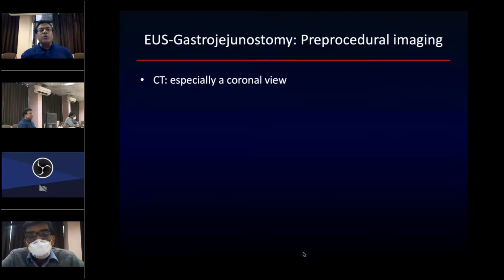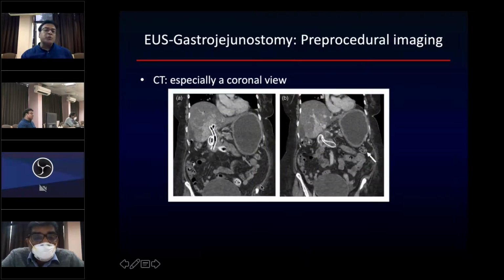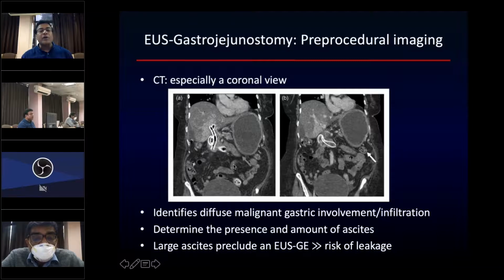So before we resort to EUS-guided gastrojejunostomy, we should be doing a CT scan in all these patients, and this is primarily to look for diffuse involvement or involvement of the distal intestine. Otherwise, your GJ is not going to work. Determine the presence and the amount of ascites, because large ascites precludes an EUS-guided gastroenterostomy, and there is a risk of leakage.